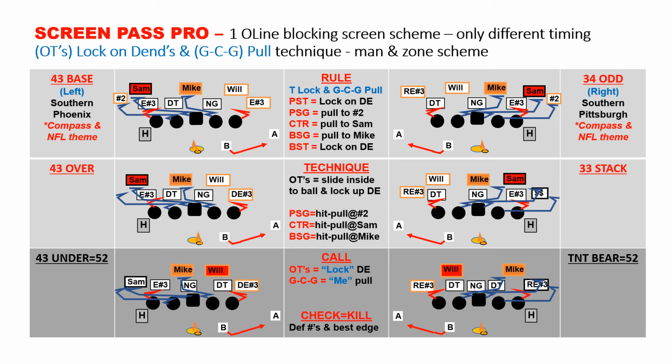What's going to happen here then is the left guard is going to pull flat after they hit pass set, looking for the number 2 defender, widest from the left. The center is going to pull flat and go to the Sam, and the backside right guard is going to pull flat and then up to the Mike. If we do it to the right, it would be Southern Pittsburgh. Again, tackles are big on big, and the right guard is going to now pull the number 2, center to Sam, backside left guard to the Mike.